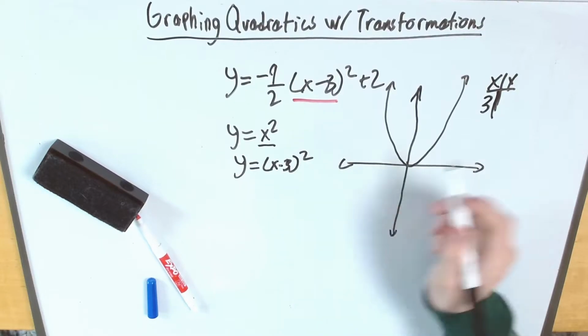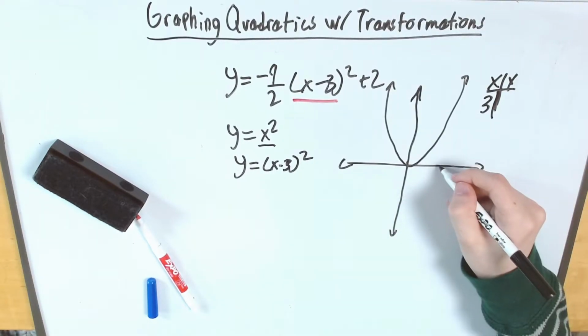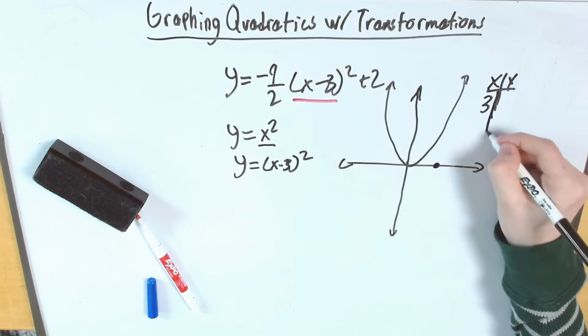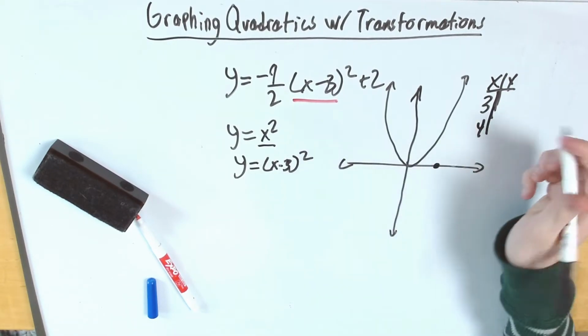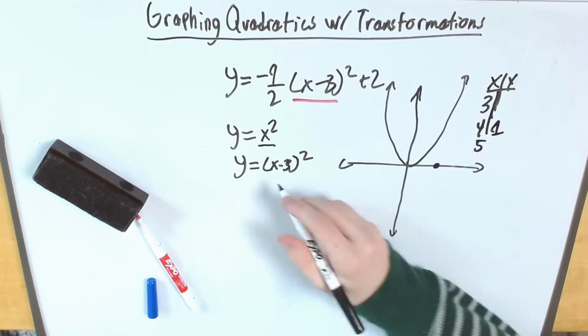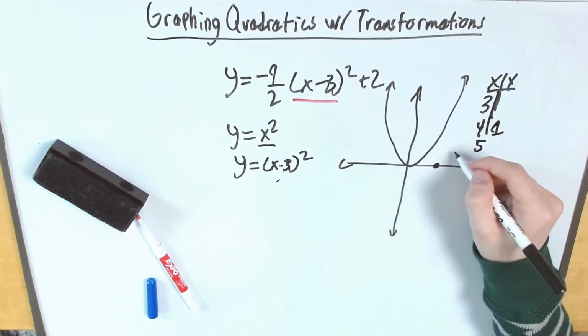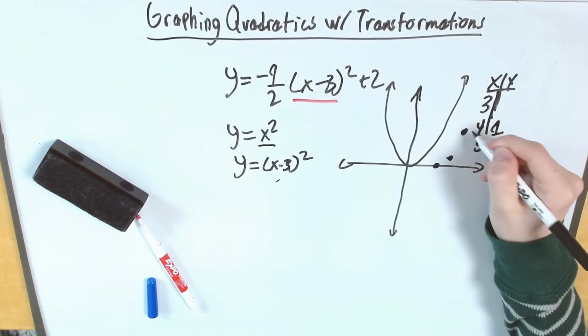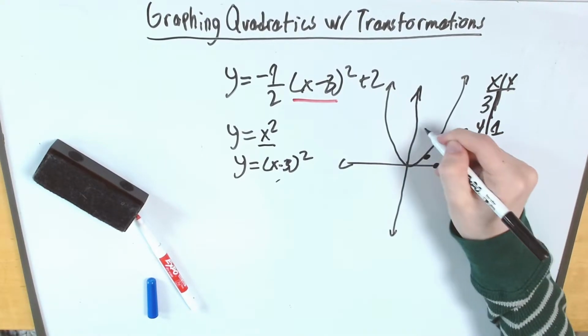3 times 3 minus 3 is 0. 0 squared is 0. So at 3, I'm at 0. At 4, 4 minus 3 is 1. At 5, 5 minus 3 is 2. 2 squared is 4. And of course, it's the same on the other side.